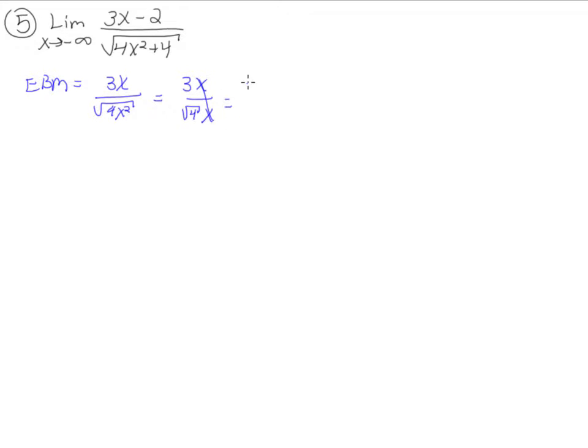So I'm going to look at the coefficients, which is 3 over 2. But I also need to check my signs and see if it's going to be a negative 3/2 or a positive 3/2. So plugging in our negative to the original end-behavior model, I get negative on top and a positive on bottom. So that means my answer is going to be negative 3/2.